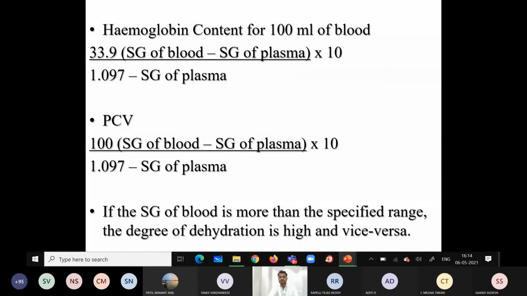And how we diagnose the degree of dehydration is, if the specific gravity of blood is more than the specified range, which is the normal range, the degree of dehydration is high. And on the opposite side, if it is low, then it will be low.